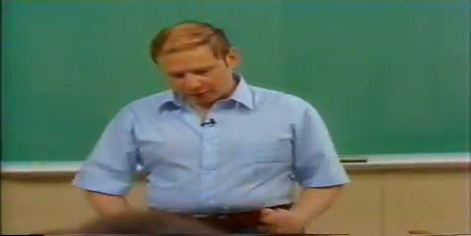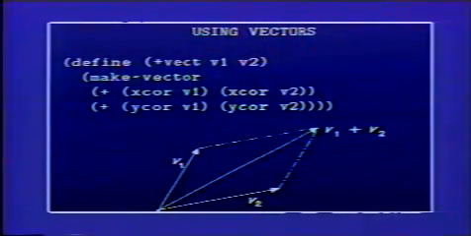Here's an operation that takes the sum of two vectors. So we want to add this vector v1 and this vector v2, and we get the sum. And the sum is the vector whose coordinates are the sum of the coordinates of the pieces you're adding. So I can say, to define add-vect, to add two vectors, I make a vector whose x coordinate is the sum of the two x coordinates and whose y coordinate is the sum of the two y coordinates.